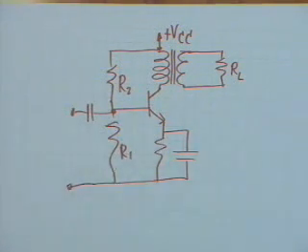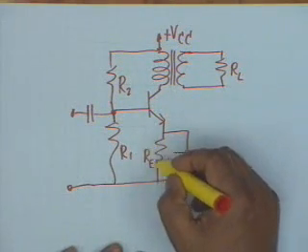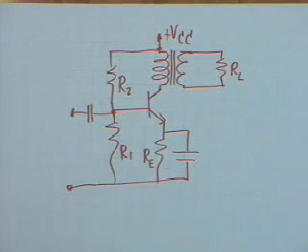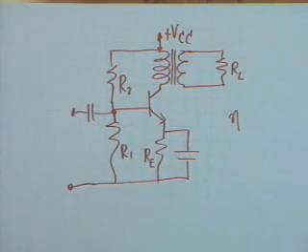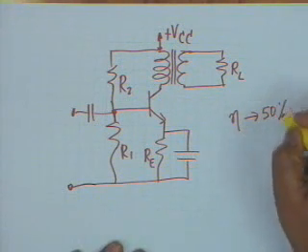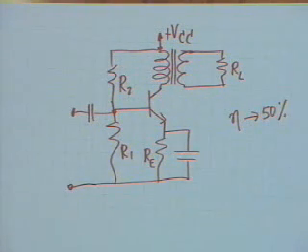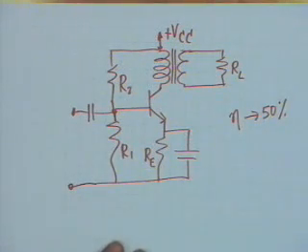It's either a voltage source or a current source. This is RE, this is a bypass capacitor. And we saw several advantages. The first was that the efficiency eta could be raised to 50% ideally.